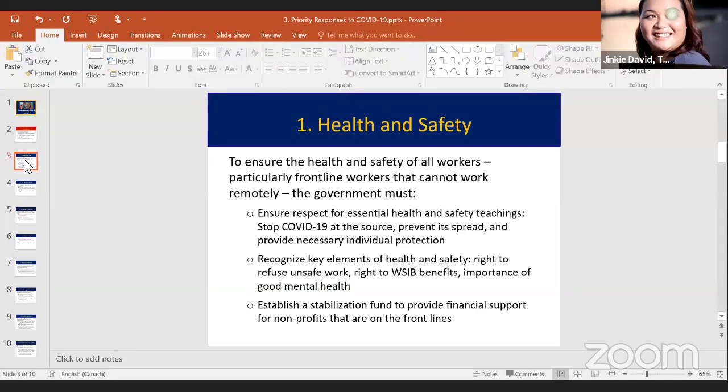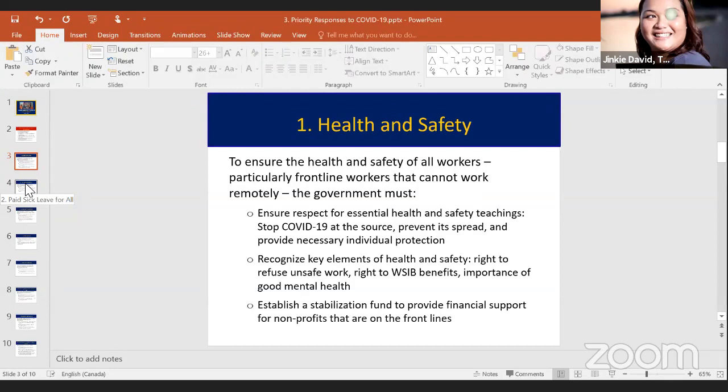Work closely with health and safety committees and unions to conduct hazard assessments and identify areas of potential exposure for workers and adopt strict workplace protocols. Provide the necessary equipment, supplies, and correct information to prevent the spread of COVID-19 and an adequate supply of N95 respirators where appropriate. Ensure the right to refuse unsafe work is protected and increase workplace inspections in all sectors.